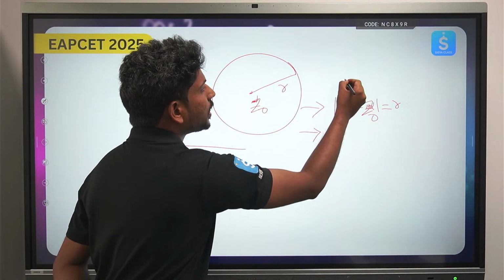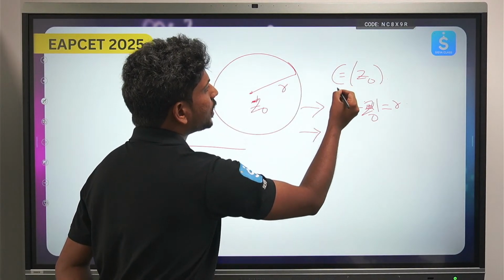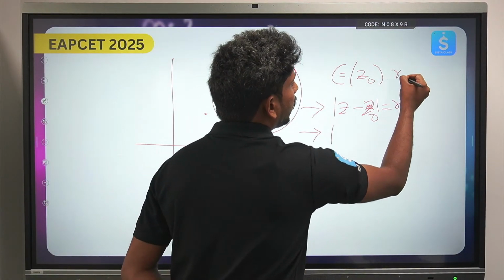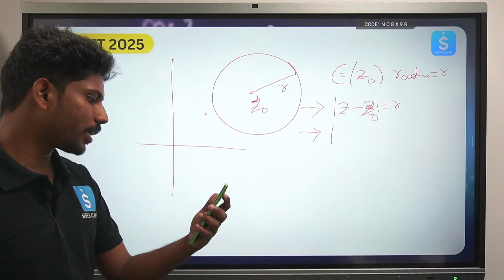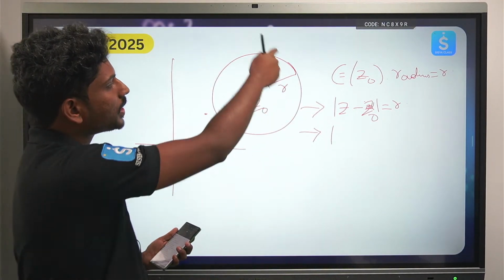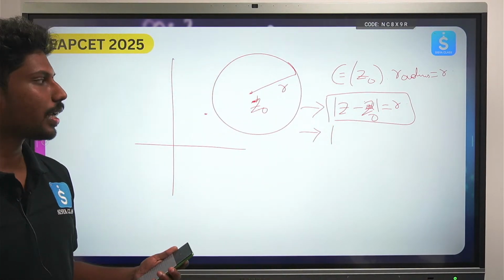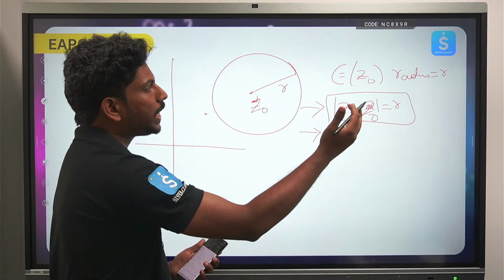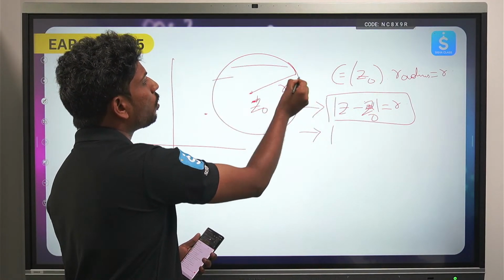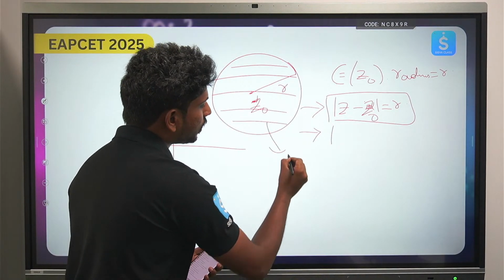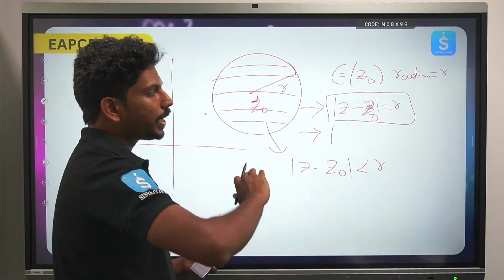So z naught represents the center, and the radius is equal to r. I hope it is clear. Please do let me know if it is clear. The circle equation is always represented by mod z minus z naught equals r. If something is represented with an inequality sign, like less than or equal to, it is the disk, covering the whole disk. So this is represented by mod z minus z naught less than r, which is the interior of the disk.